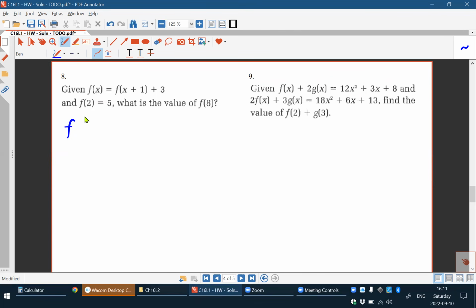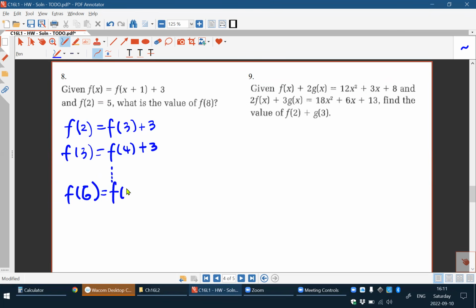So this means f(2) equals f(3) + 3, right? And as you can see, f(3) equals f(4) + 3, right? And we can continue like this. Then we have f(6) equals f(7) + 3, and f(7) equals f(8) + 3. Why should I write like this? Because we want f(8), right?